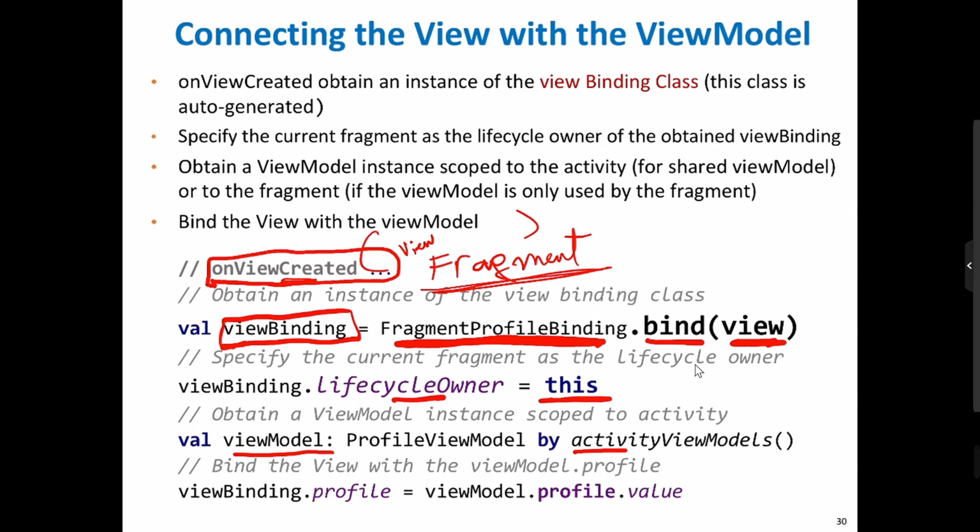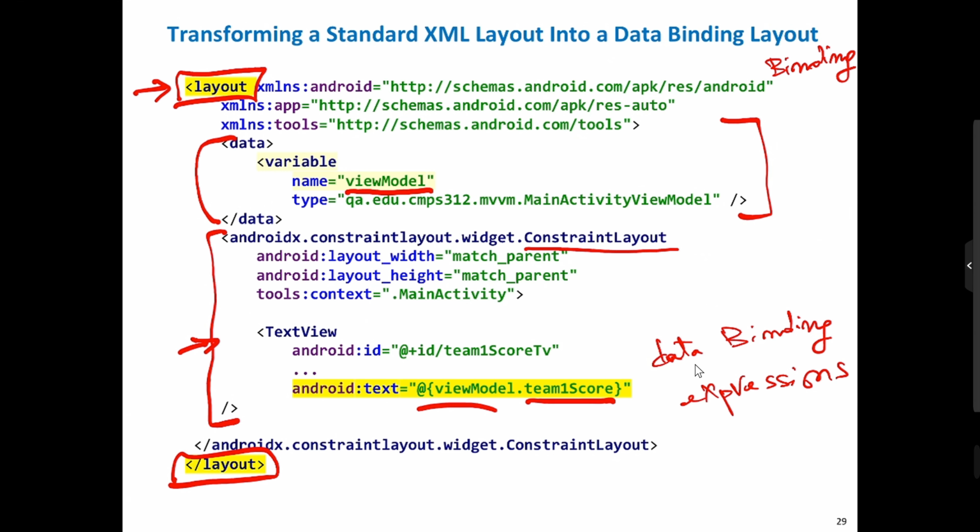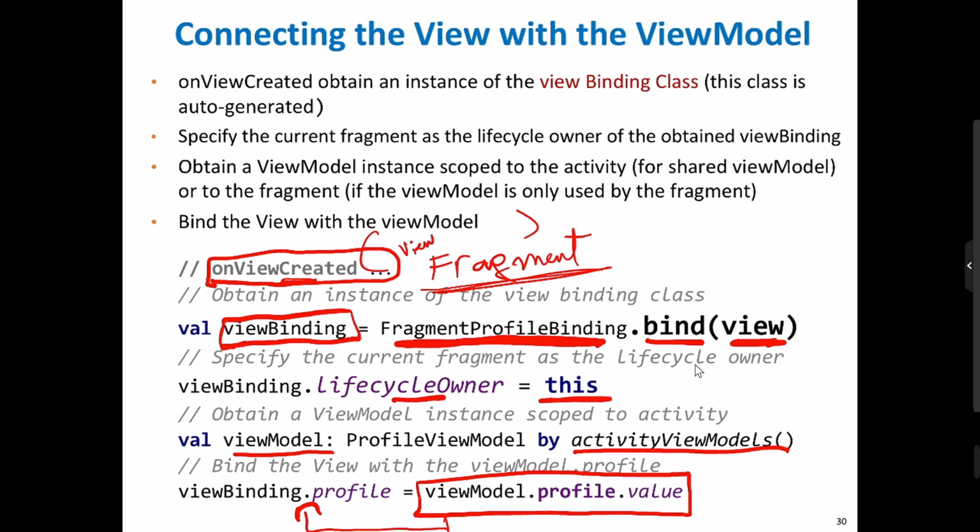Then I get the view model. We already know how to get the view model. And then I take the profile from the view model and assign it to viewBinding.profile. You can see what I mean here. The variables that you declare in your layout, you need to set them. You need to assign some value to these variables. So that's what you do in onViewCreated.